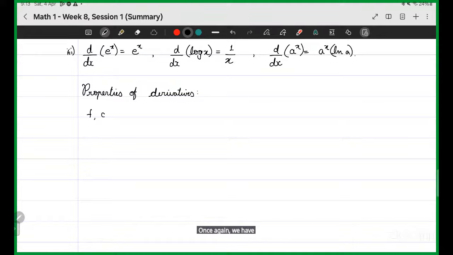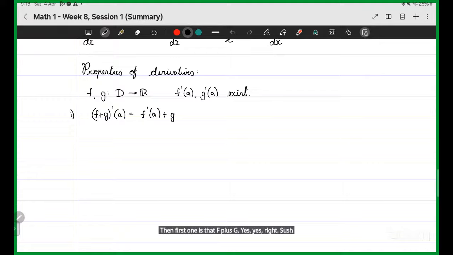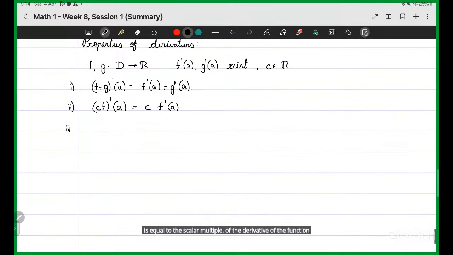Once again, we have f, g, from D to R. A is a point in that, let's just say f prime a, g prime a exist. Then first one is that (f plus g) prime a is f prime a plus g prime a. The sum behaves in a way that you normally expect. Similarly, if I have a scalar, then the derivative of the scalar multiple of a function is equal to the scalar multiple of the derivative of the function. That's another rule.